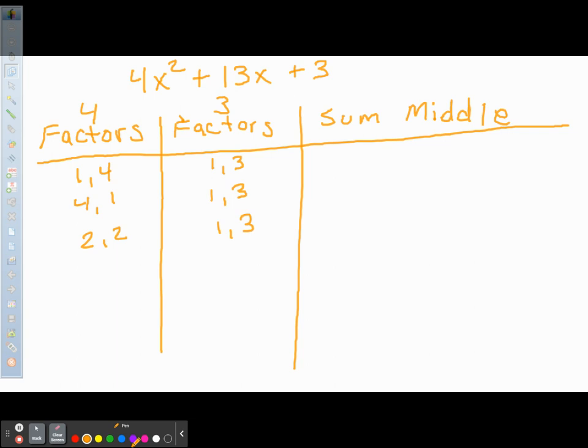Like I said, there's a ton of different ways to do it. This way is the way that requires the least amount of steps. Why can't we just do what we were doing before? Because there's no longer a 1 in the front, there's a 4 in the front. If you did x plus 1 times x plus 3, you're going to get x squared plus 4x plus 3, which is not what you started out with. You have to get 4x squared plus 13x plus 3.